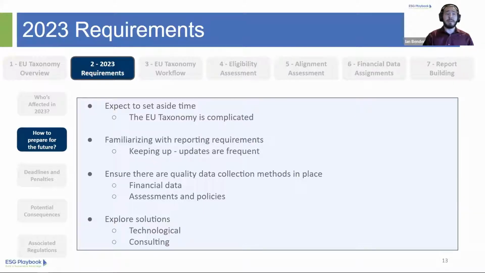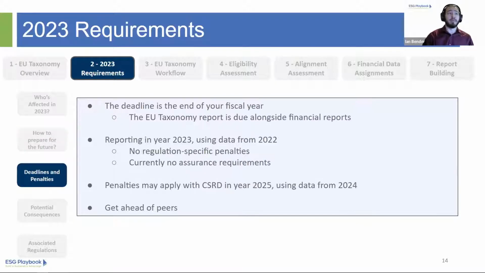So if you do have to do a taxonomy report, and maybe you've done some prep, when should this report be published, and what happens if you miss that deadline? Well, there's not one date for everyone to finalize a report by. It's dependent on your company's financial reporting calendar. Whenever you go to file your financial reports, the EU Taxonomy report should also go with it.